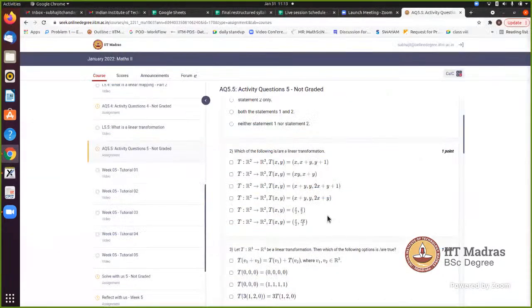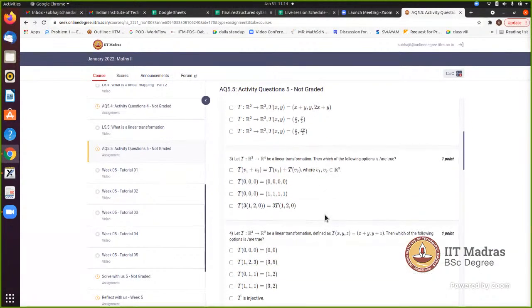Then the third one, is it a linear transformation? No, sir, because 0 is not going to 0. Fourth one? Yes, because 0 is going to 0 and it is indeed a linear combination of x and y. Fifth one? It is also a linear combination. Last one? No, sir. Again, there is x into y, so it will again fail.